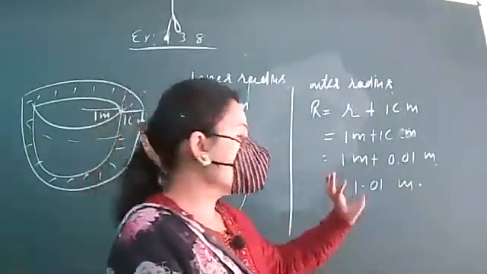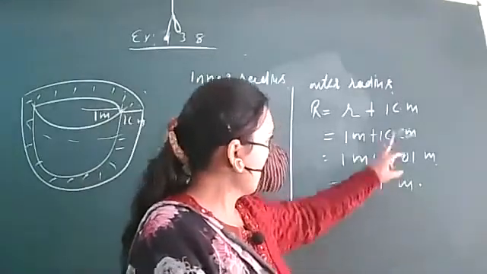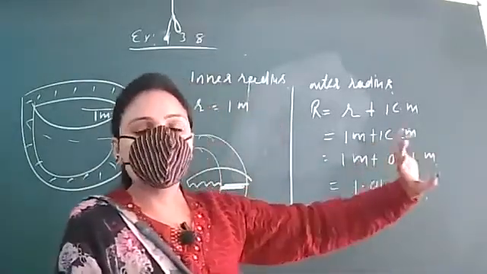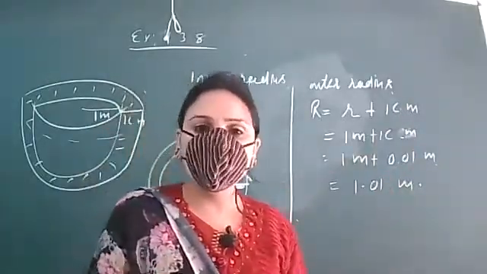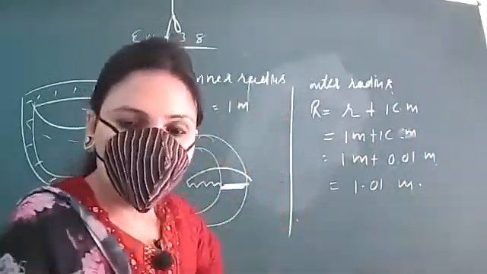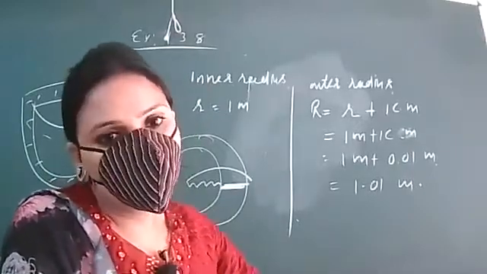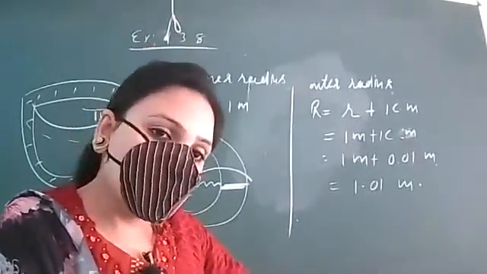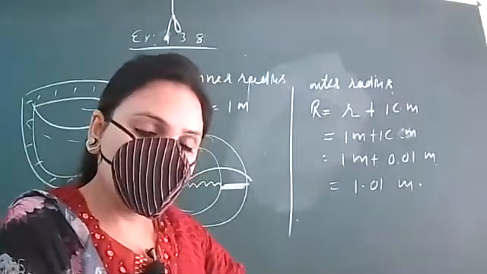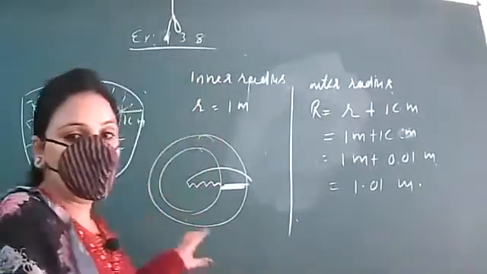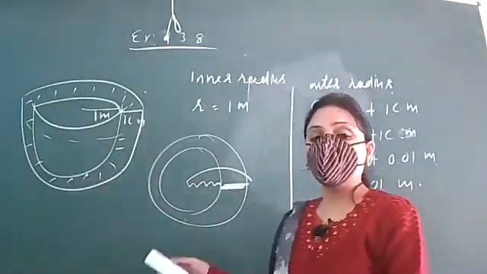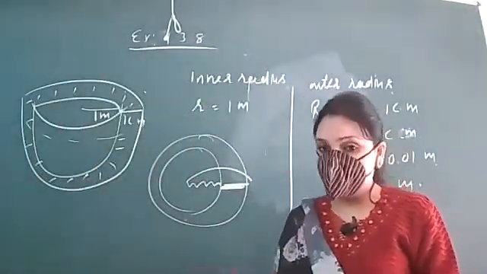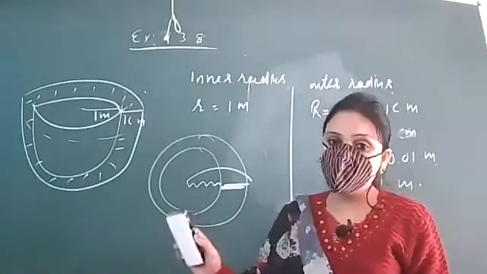So that's why I'm changing it to meters by dividing by 100. This comes out to be 0.01, added to 1, comes out to be 1.01, right? So here comes the outer radius, and the inner radius is already with us, that is small r, and that is equal to 1 meter. Chaliye, let us find the volume of the iron that has been used to make this hemispherical tank.